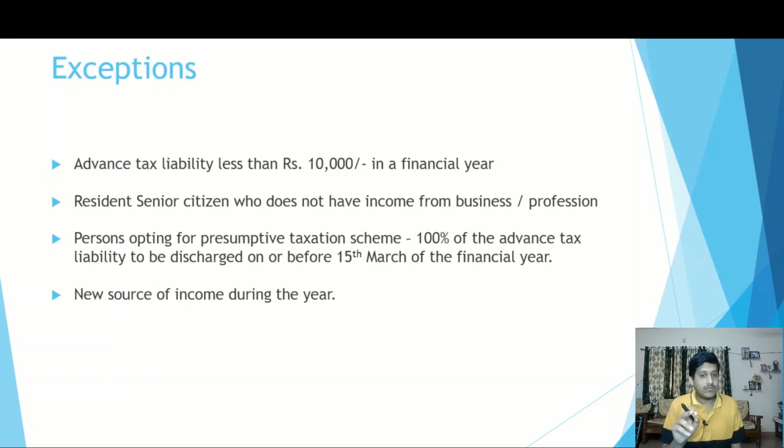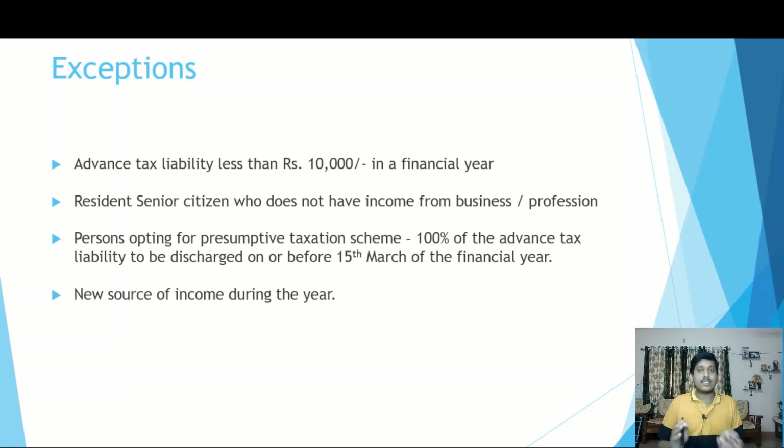However, we need to focus on the words does not have income from business or profession, because if the senior citizen has income from business or profession, then advance tax liability needs to be discharged on the entire income, including other sources, and not just on income from business or profession. There is one more exception provided for persons opting for presumptive taxation scheme. Now, what is presumptive taxation scheme? We'll discuss it in a separate video. For the time being, let us understand that people opting for presumptive taxation under 44AD, 44ADA, 44AE, etc., 100% of the advance tax needs to be discharged on or before 15th of March. The first three due dates that we discussed are not applicable for them.